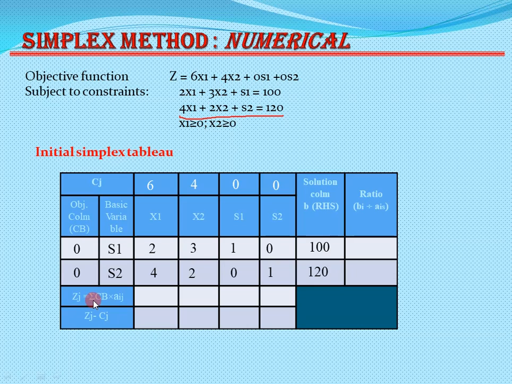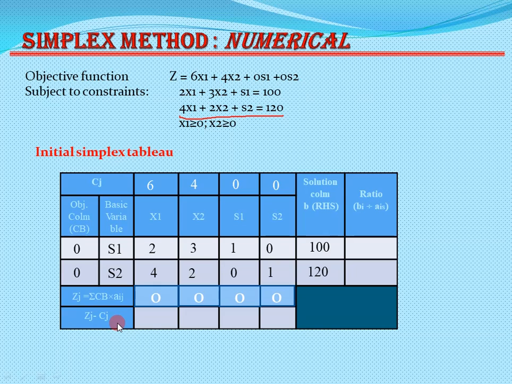Now we have to find the Zj. The Zj is the summation of CB into Aij. So to get the element for the first column, we take 0 into 2 plus 0 into 4. For the second column, 0 into 3 plus 0 into 2. Next, 0 into 1 plus 0 into 0, and for the next, 0 into 0 plus 0 into 1. In this way we obtain the Zj, and by solving we get all the elements as 0, because initially the s1 and s2 coefficients are 0 in the objective column. So initially we get all these values as 0.